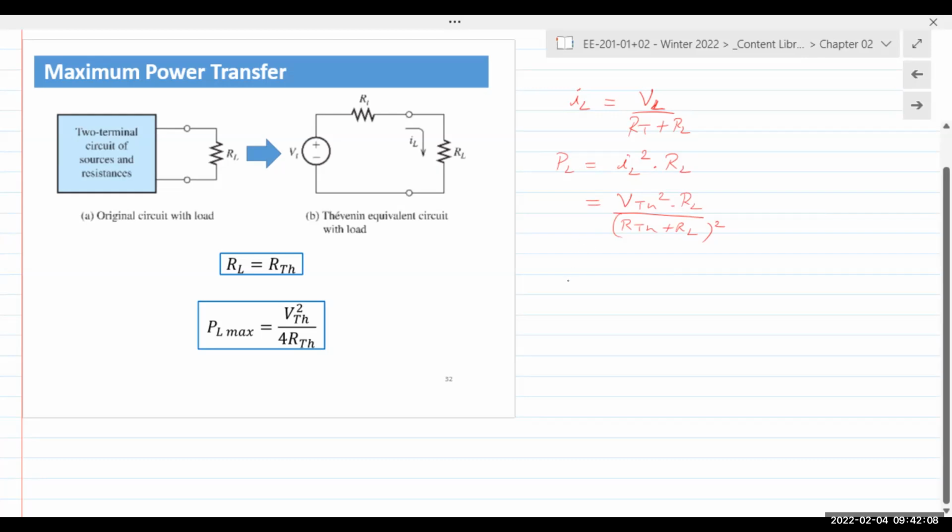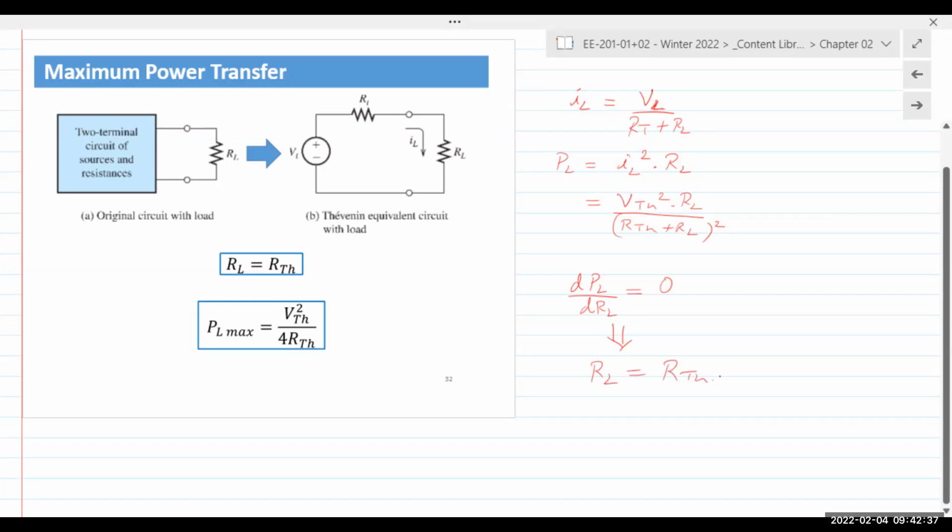And so we can write the slope of the curve of power versus load resistance, and the slope would be 0 at max. So we set this derivative to 0, and from there, the results give us an RL value that is equal to RTH.